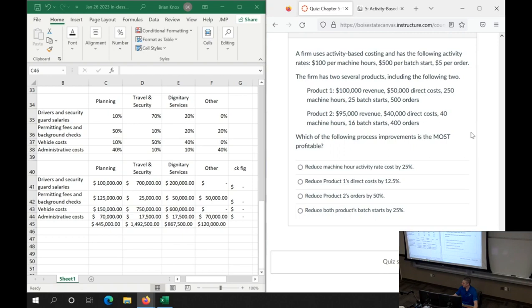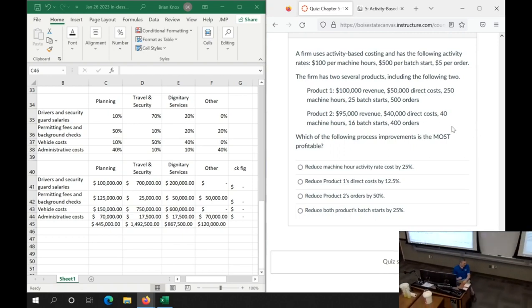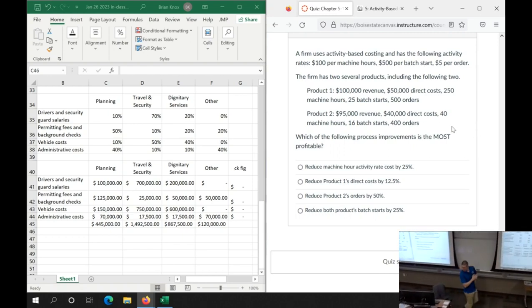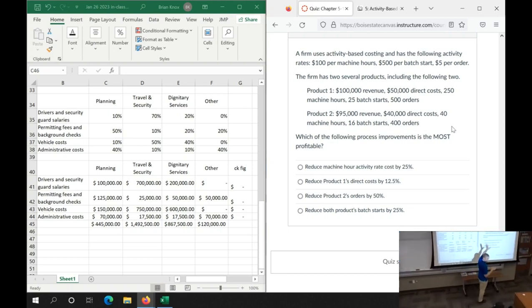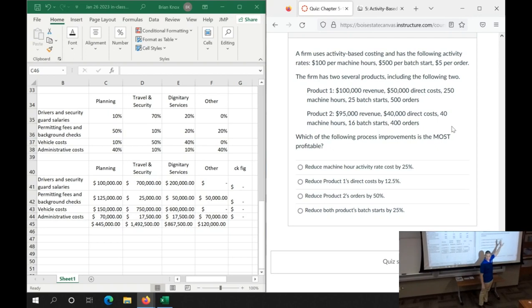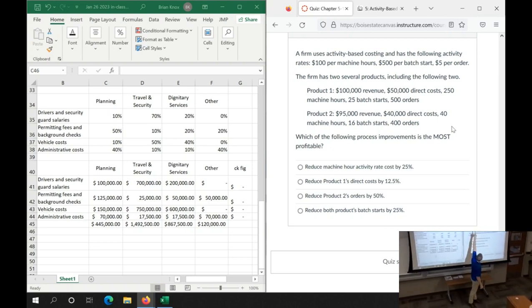And okay, ABM, activity-based management. So this is a good question. This firm uses activity-based costing and has the following activity rates. Look, I've already got first stage allocation done. I'm giving you the rates even: $100 per machine hour, $500 per batch start, and $5 per order.